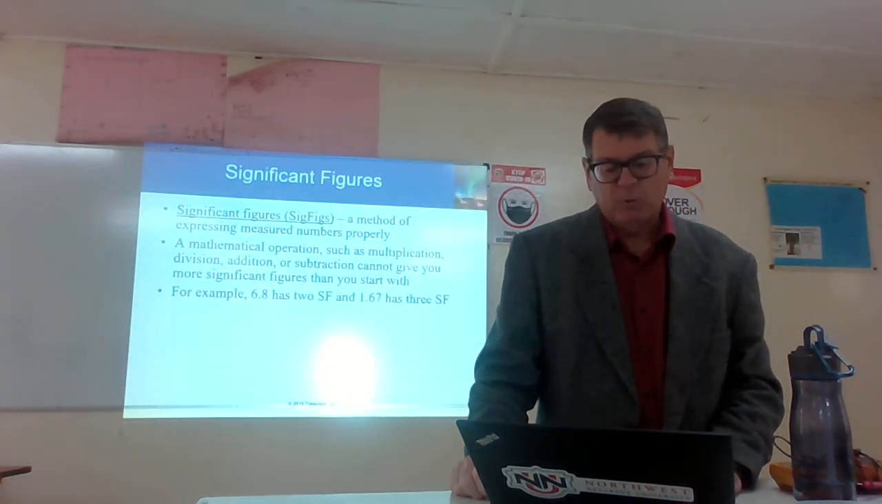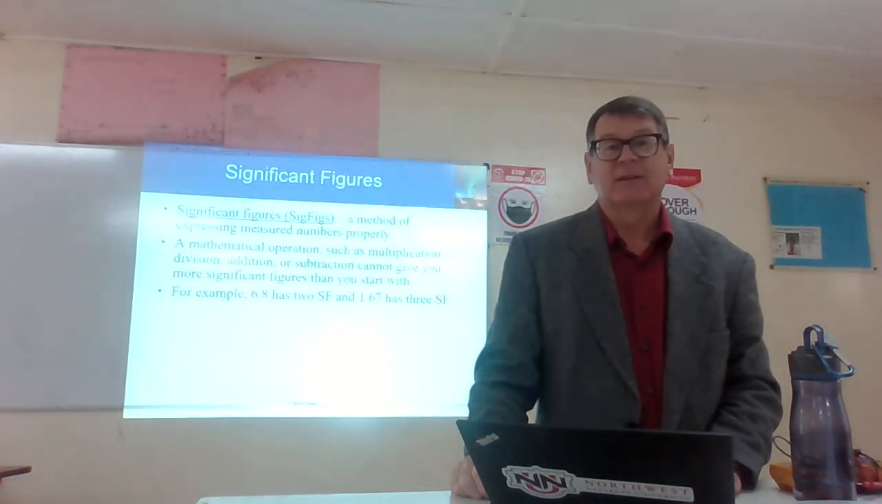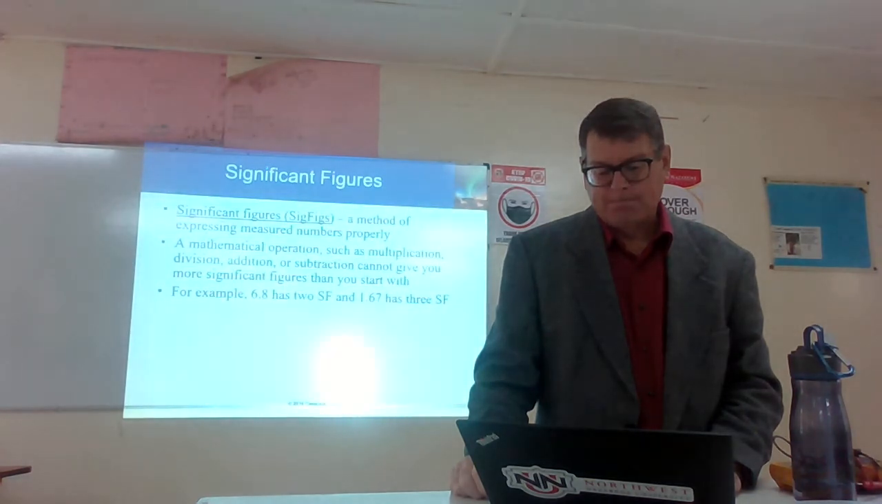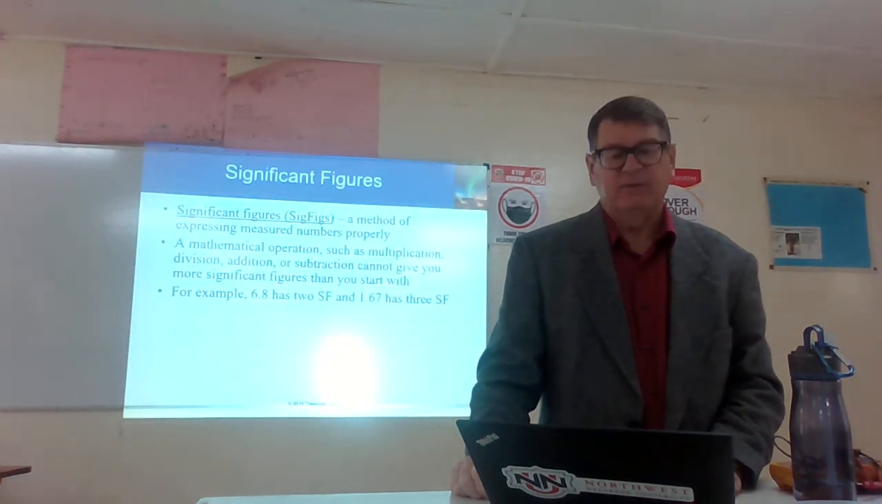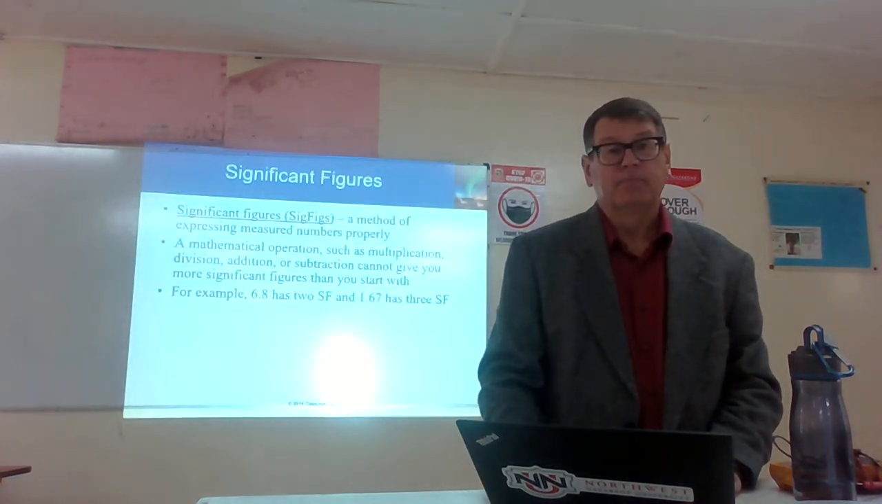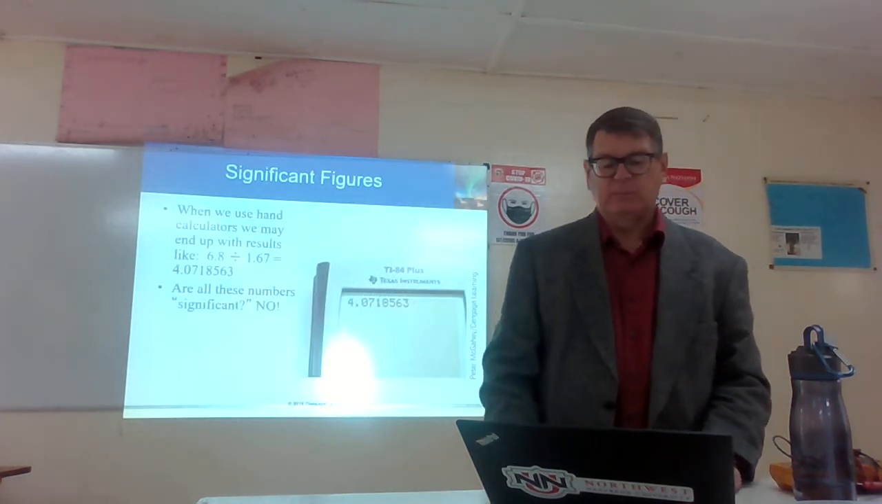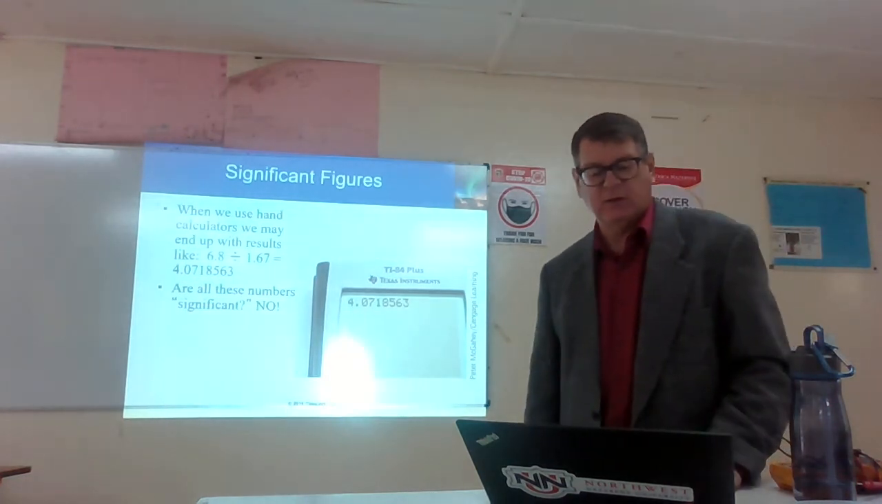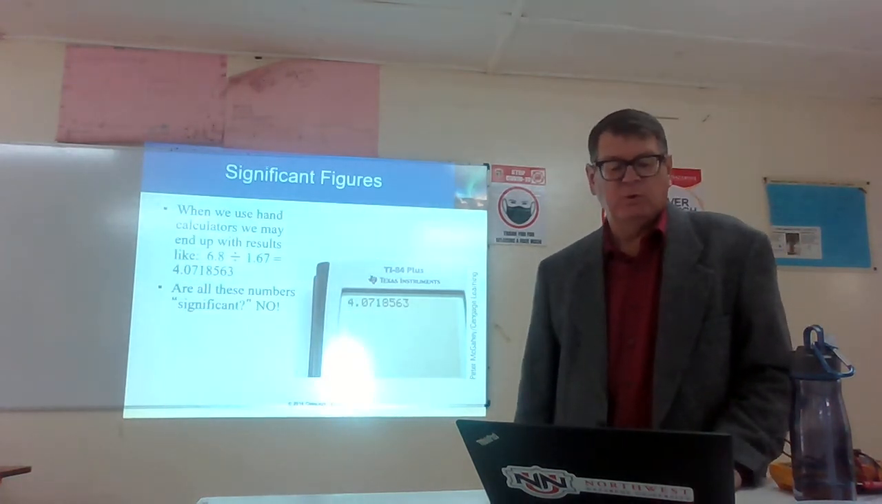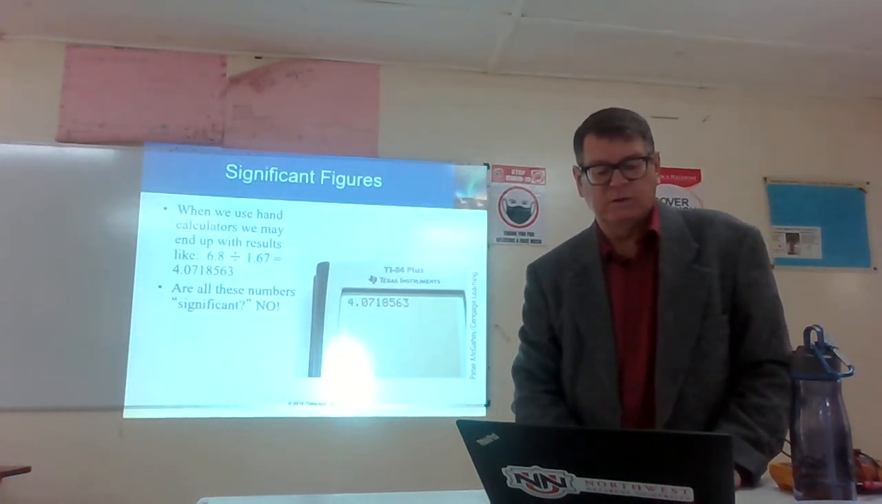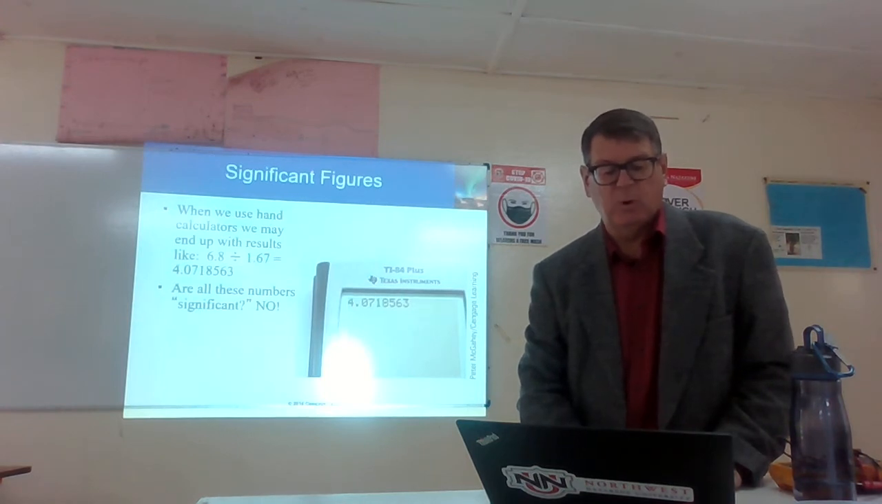For example, 6.8 has two significant figures. I nicknamed them sig figs. Can you say that? Sig figs? Two sig figs. 1.67 has three sig figs. And here's a calculator that has a whole bunch of numbers displayed on it, a TI, Texas Instruments calculator. But the two numbers we were dividing were 6.8 divided by 1.67. Which one of those has the smaller number of sig figs?